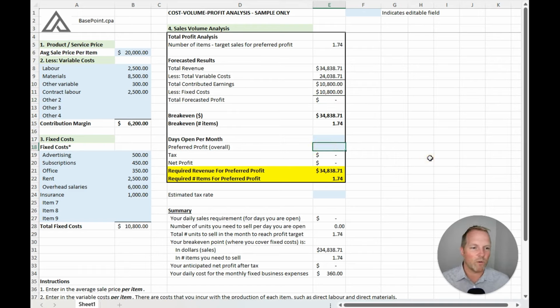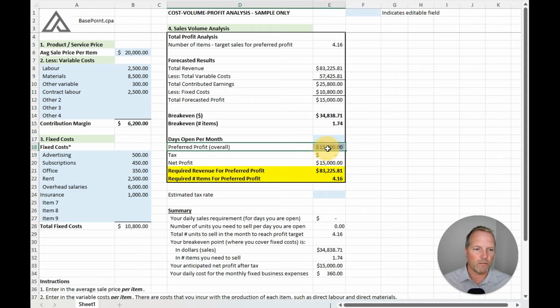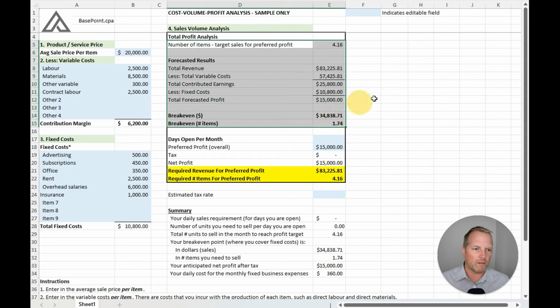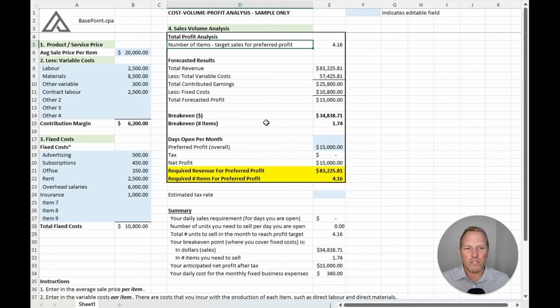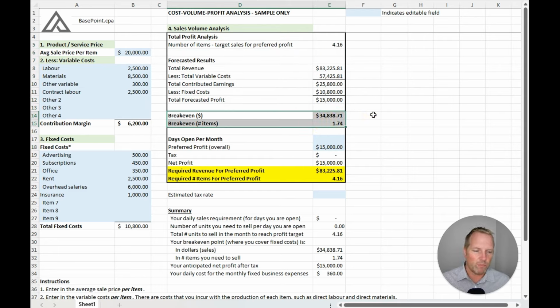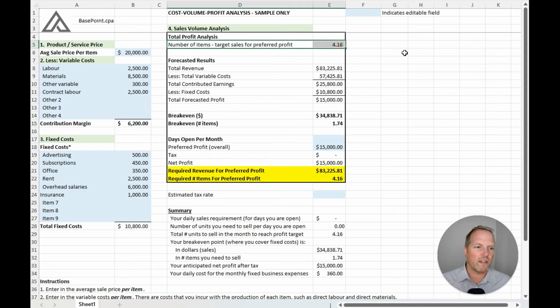Now let's take a look at what happens when you want to plug in a desired profit amount. Let's say you want to be making $15,000 a month from your business. That's what you want to be pulling out. So you plug that into your preferred profit cell here, and then it adjusts these amounts for you. These are still going to be the same, your break-even points, because that's getting you to $0 of profit, and that's before overhead. But what this does is adjust the value so that you can account for the additional profit that you want to be able to pull out.